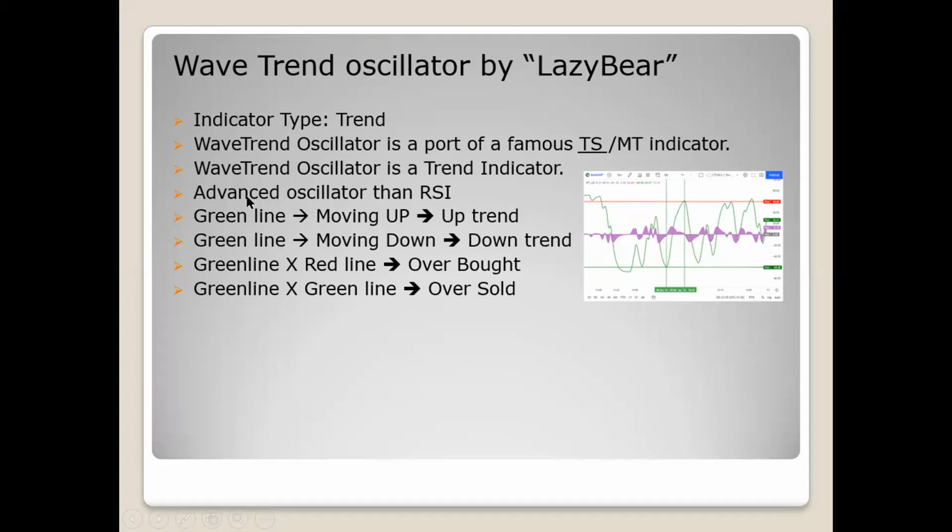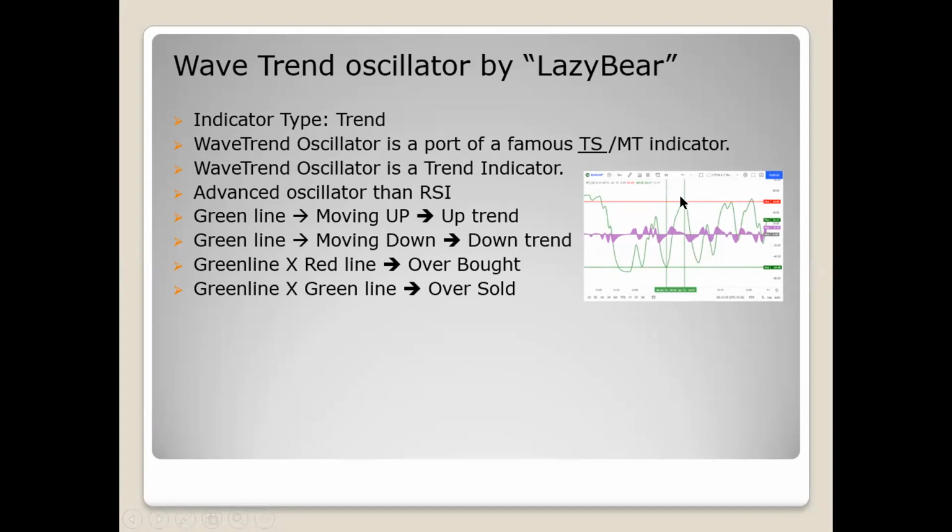So it is an advanced oscillator than the RSI, you can say. Here we can see a green line and a red line. There is an oscillator, the green line, running across. When this green line is moving up, it means an uptrend, and when it is going down, it is a downtrend.